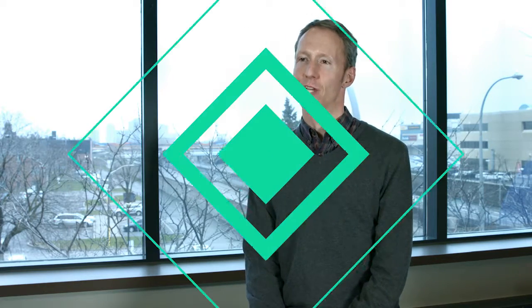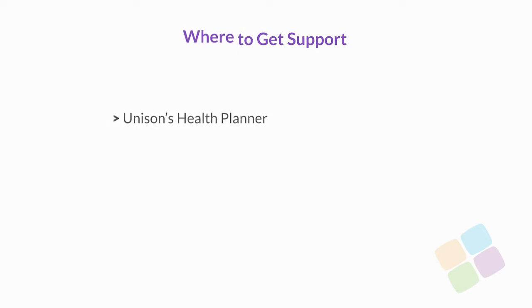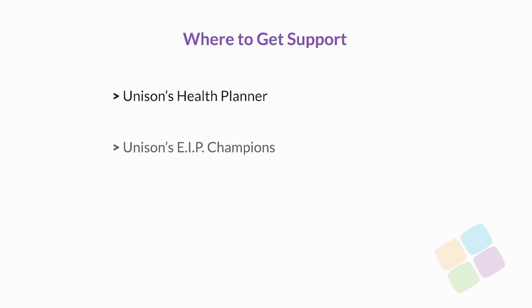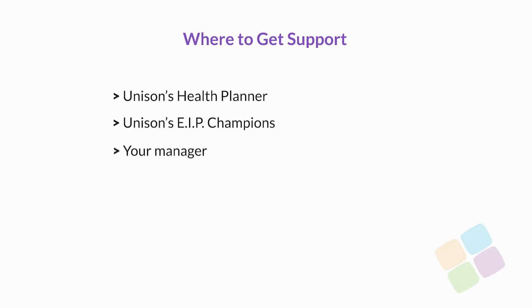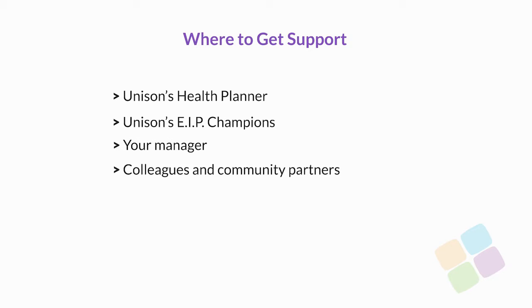and then you can get on to implementing your program. So you might be wondering where you can get support with the EIP process. There are a number of staff who can provide support, including the health planner, Unison's EIP champions, as well as your manager. You might also seek out some support from other colleagues at Unison or from community partners. Placement students can also be a valuable resource when completing the EIP tools. In general, collaboration leads to better program design.